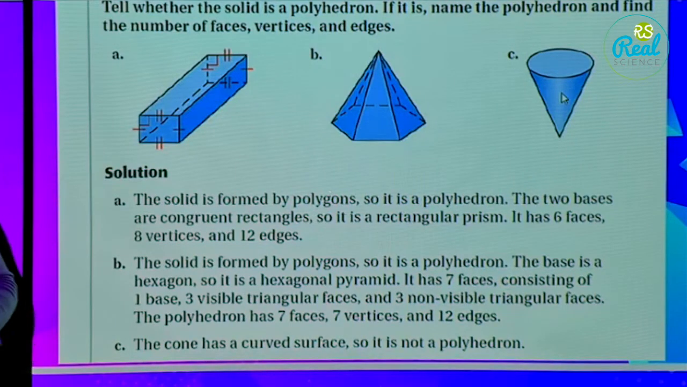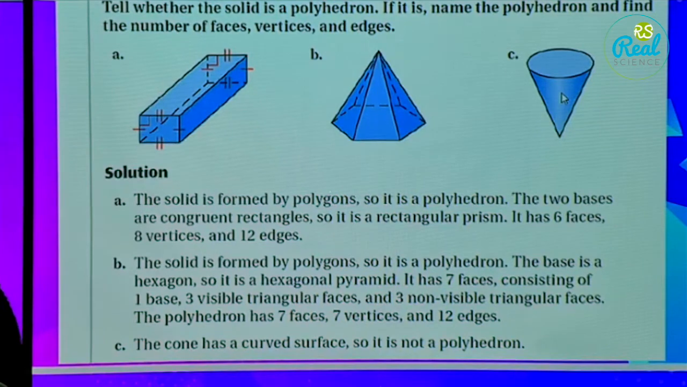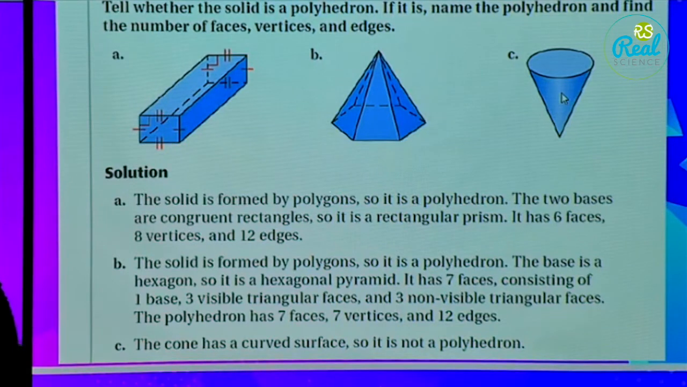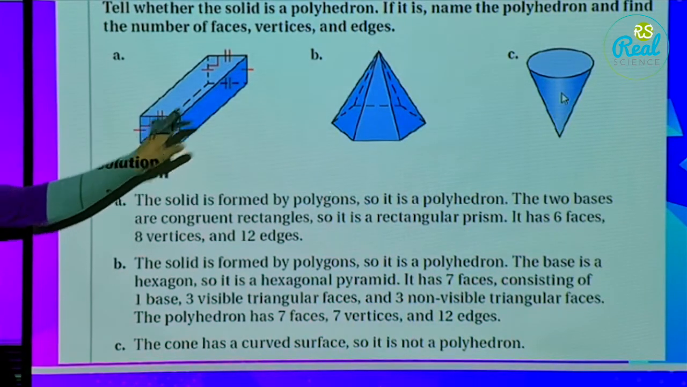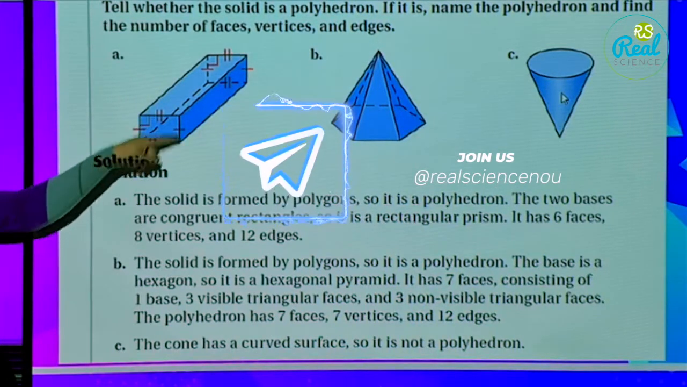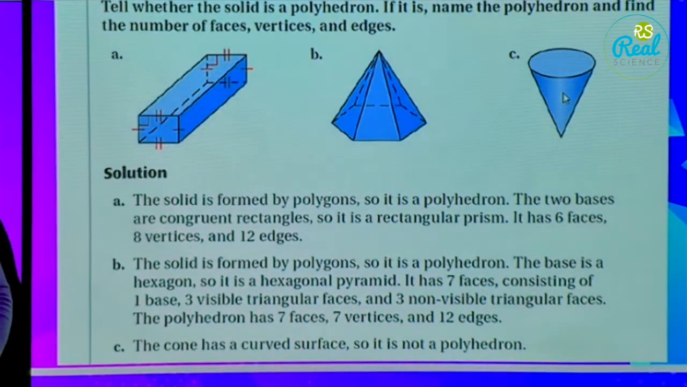So here is the solution. A1. The solid is formed by polygons, so it's a polyhedron. Yes, we said polyhedron. The two bases are congruent rectangles. So it's a rectangular prism. Yeah. It has 6 faces. 1, 2, 3, 4, 5, 6. And 8 vertices. 1, 2, 3, 4. 1, 2, 3, 4. And 12 edges. That's it.